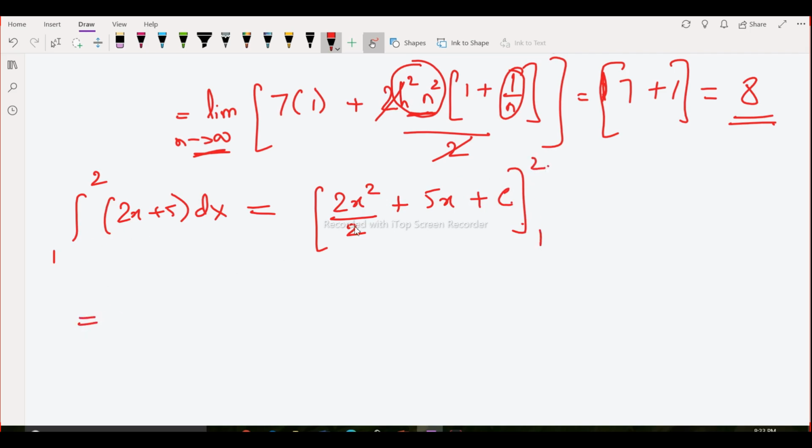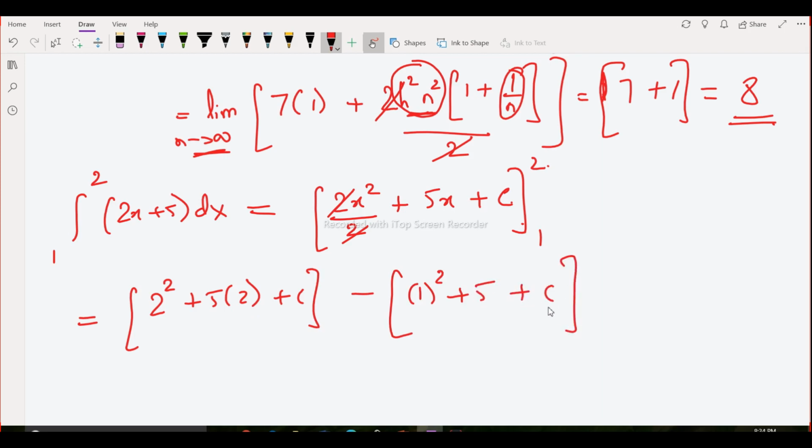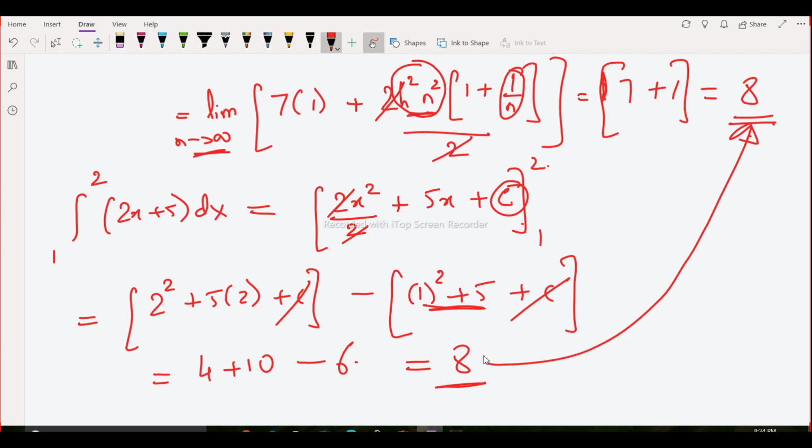Now the method is, you will first put the upper limit, so upper limit is 2, so 2 square plus 5 into 2 plus c, minus you put the lower limit, that is 1 square plus 5 plus c, and you realize that c gets cancelled, and what is left is the answer, that is 4 plus 10 minus 1 plus 5, that is 6, which is 8. So that means in definite integration you don't have c, the constant of integration will be missing. Why? Because it actually gets cancelled, so you don't need to write this, and what you got is the same answer which we got here using the long cut.